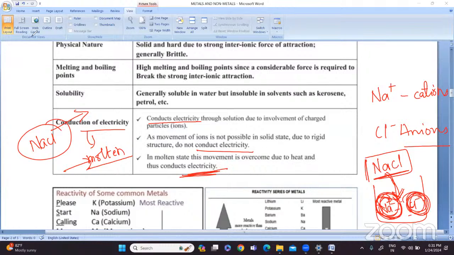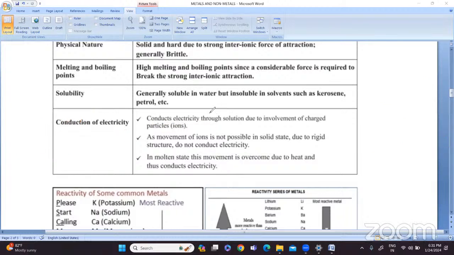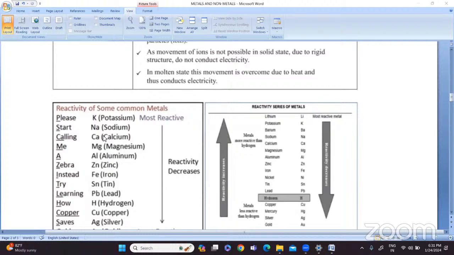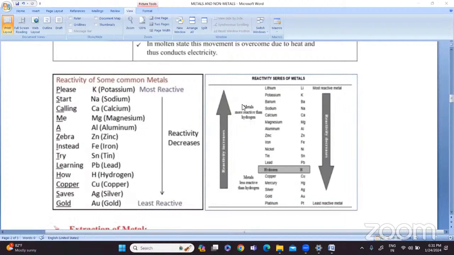So this is about the properties of ionic compounds. These are very important concepts which I am going through. Next is the reactivity series of metals.